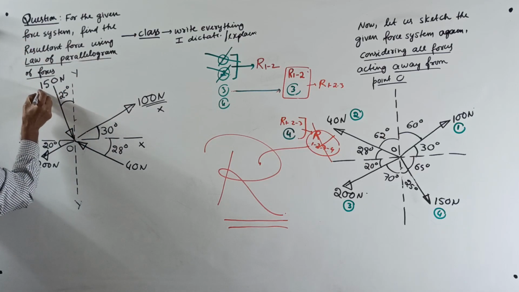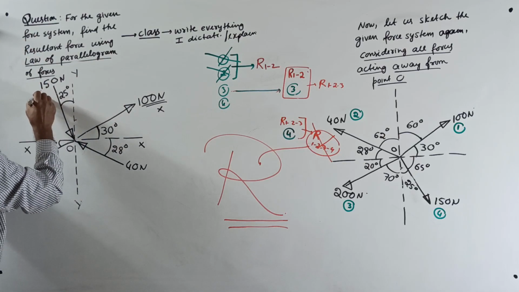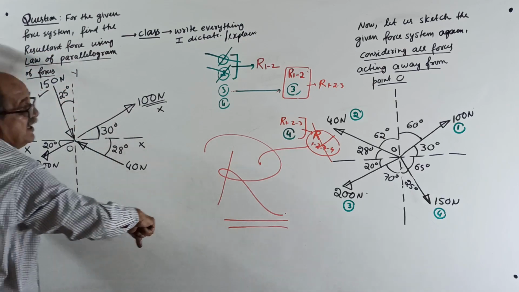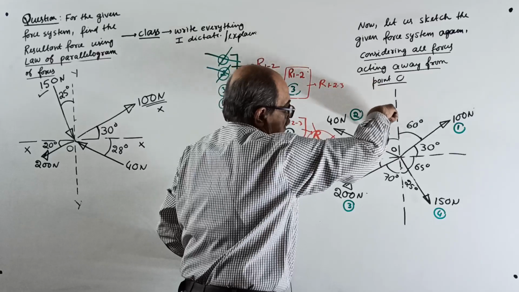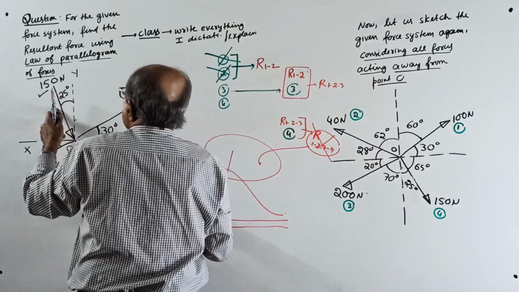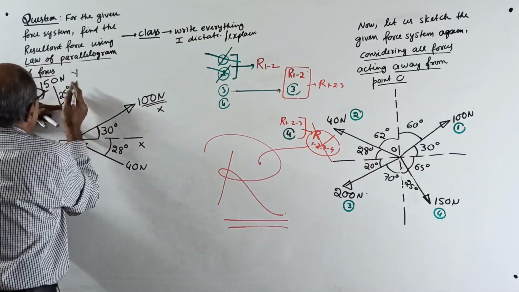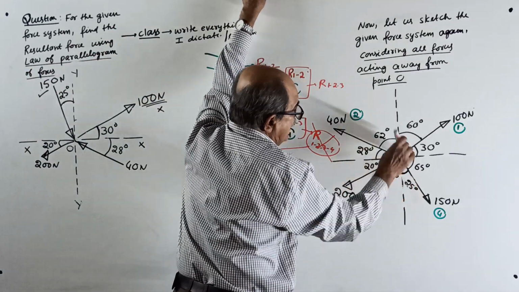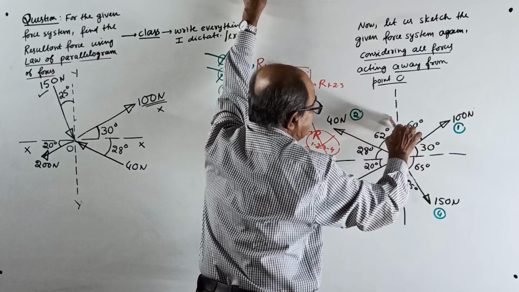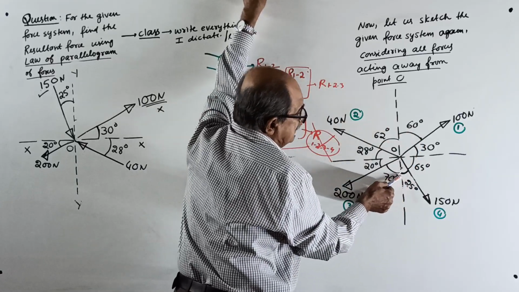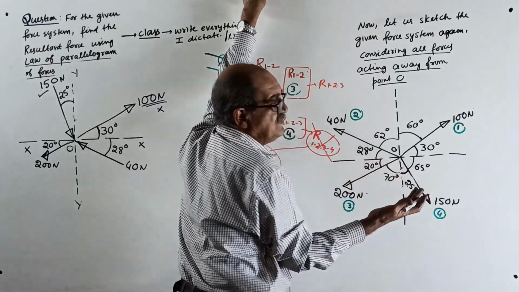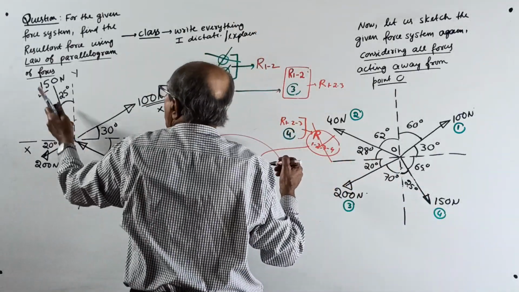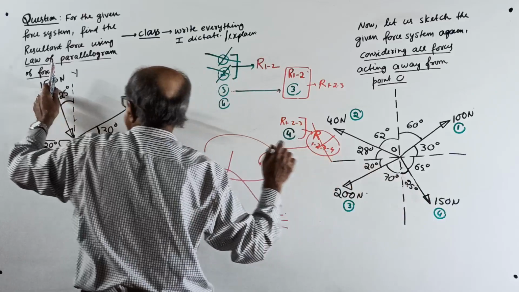This 150 Newton force, yes, we will transfer it here. 150 Newton makes an angle of 25 degrees with y. Same way, see here, it makes an angle of 25 degrees with y. Whatever angle it makes here, same here. If this is 25, this is 65. So, therefore, 150 we will shift to the other side.